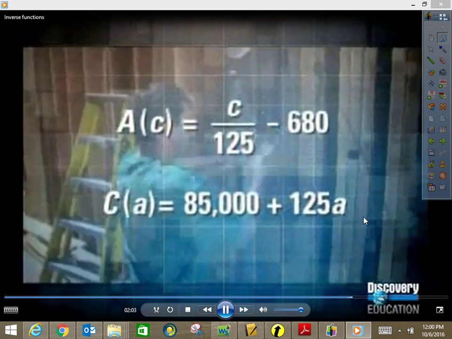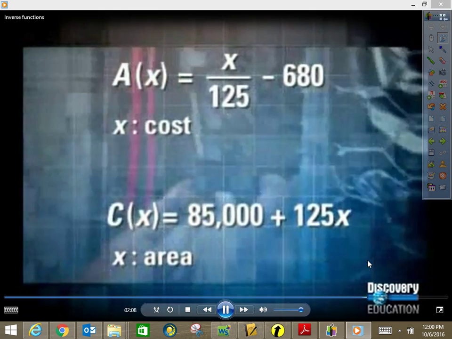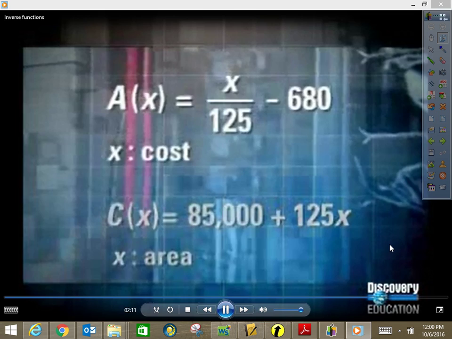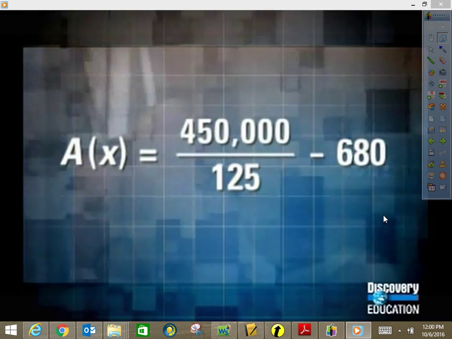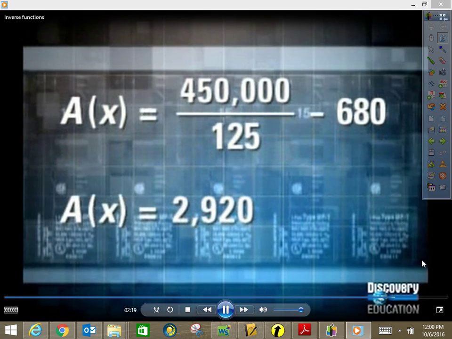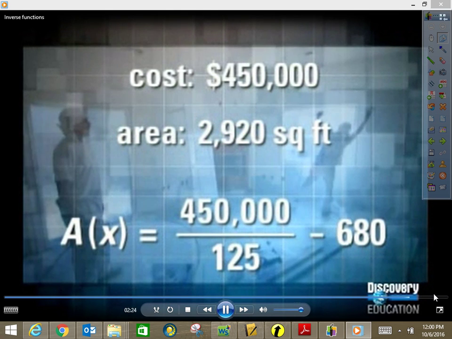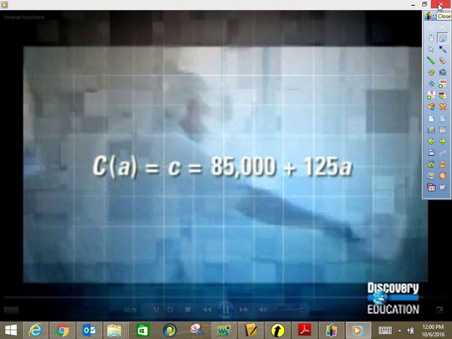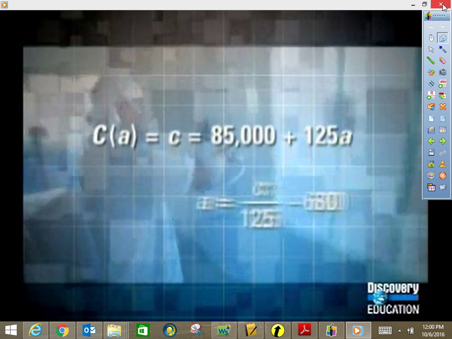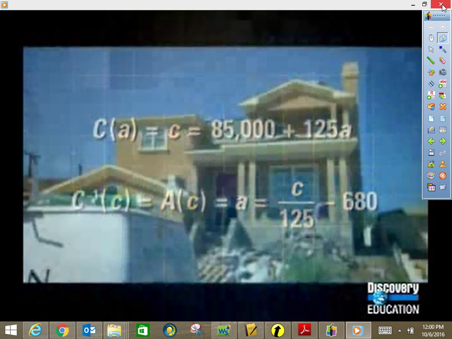We can use any variable to represent the input value for the area or the cost. When working with functions, x is usually used to represent input values. To find the area of a house that costs $450,000, substitute $450,000 for x in the area function and compute. Our final answer is that with $450,000, our customer can build a 2,920 square foot house. Remember, to find the inverse of any function, solve for its input variable. This gives you a new function as it relates to the output of the original function.